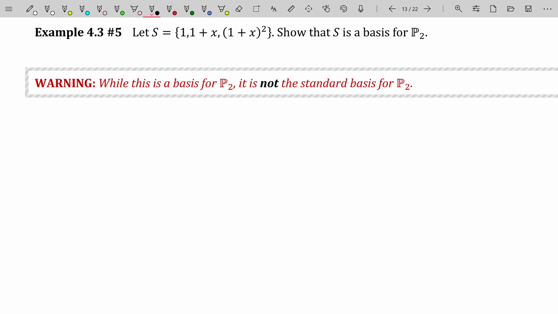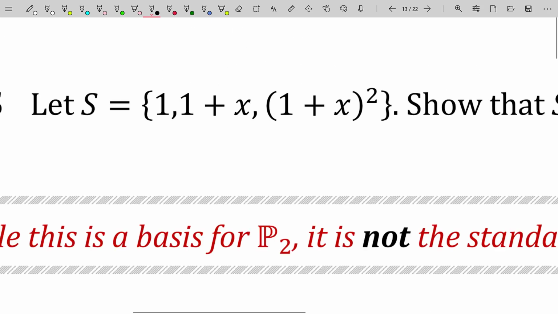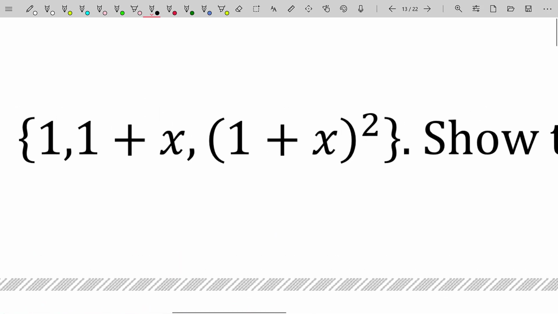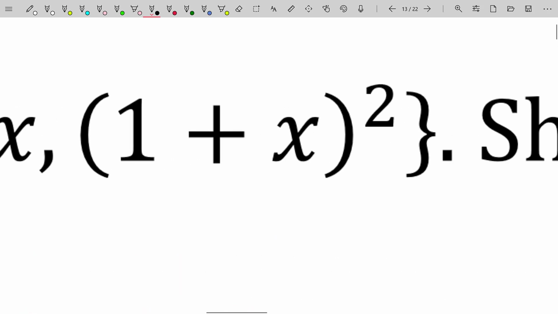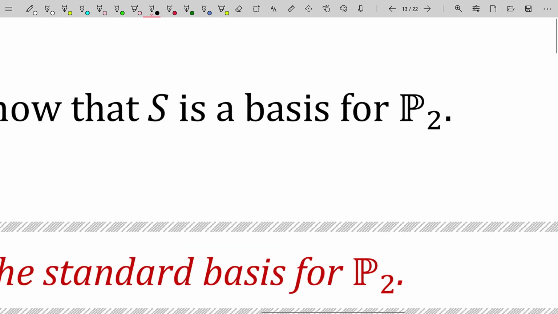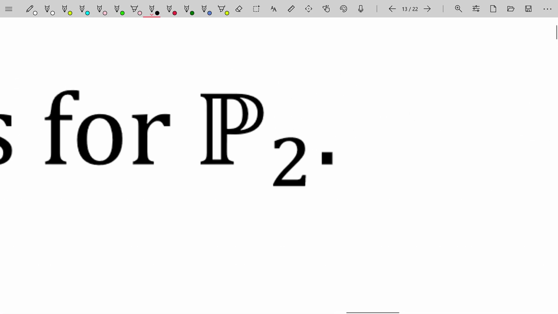We will be able to eventually once we learn about coordinate systems, but for right now, let's just keep it as if we don't know that. So S is this set of vectors, 1, 1 plus x, and the quantity 1 plus x being squared. We want to show that S is a basis for the vector space P sub 2. Remember, P sub 2 is the set of polynomials of degree at most 2.